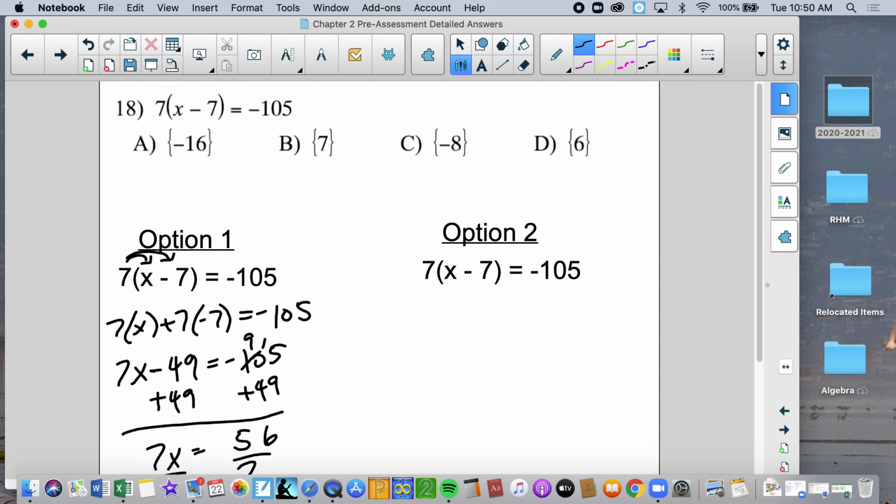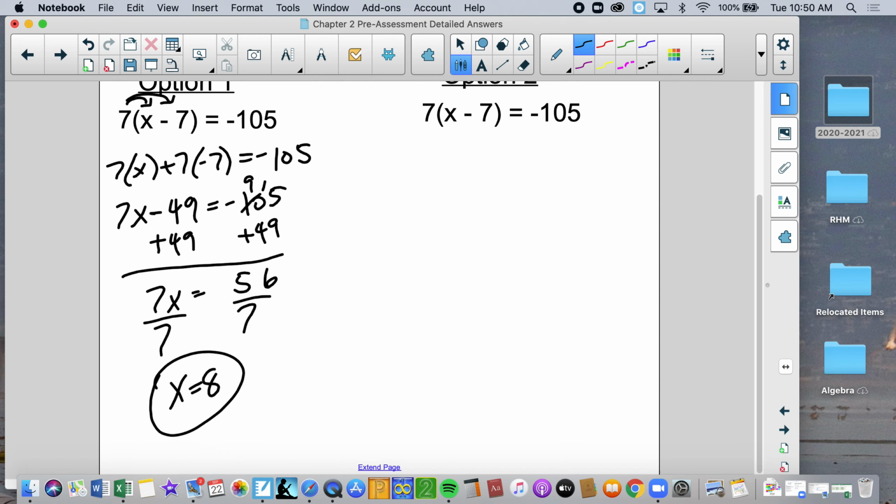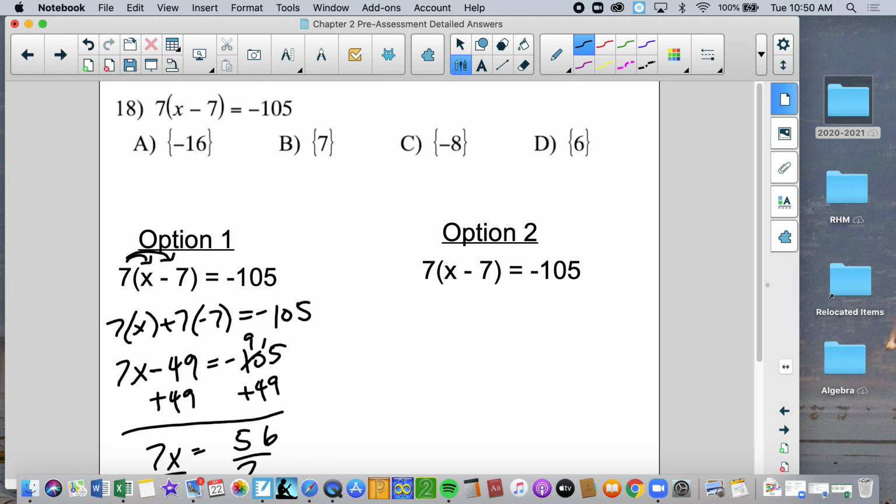Do you have to do both options? No. You could choose option 1 to do it, or you can choose option 2. I'm just showing you two different ways of doing this problem.